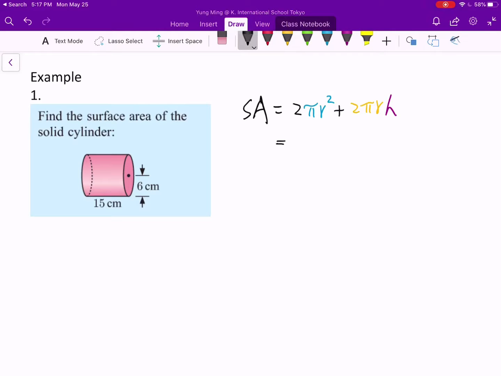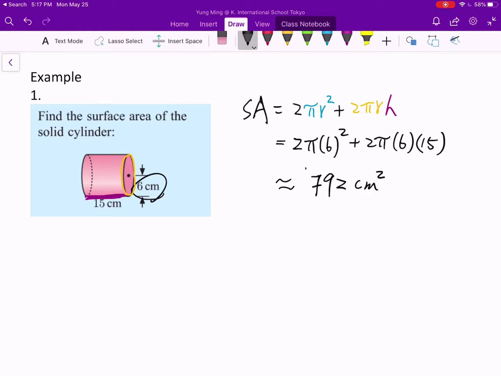Alright, so we plug things in. In this case, my r is equal to 6. So we got 2 pi 6 squared plus 2 pi 6 h in this case. The h is the thickness in this case, right? So what we do is we do the p and times the h, and that will give you the whole lateral area. Okay, so that's equal to 15 in this case. So you punch everything into the calculator. The answer is 792 centimeters square.